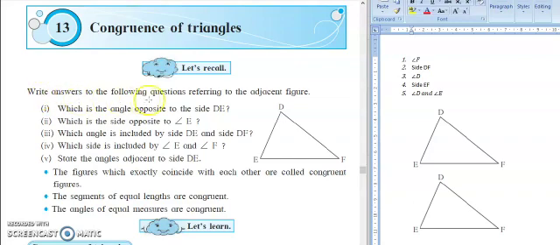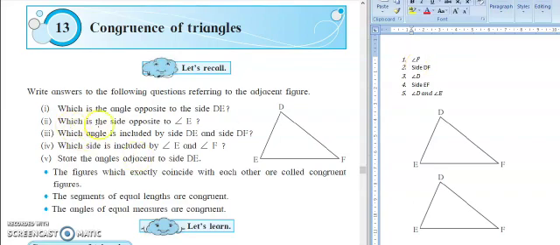Write answers to the following questions referring to the adjacent figure. Here one figure is given. We have to refer to this figure and according to it we have to answer the questions given here. First question: which is the angle opposite to the side DE? This is side DE. The angle opposite to this side is angle F. So the first answer is angle F.